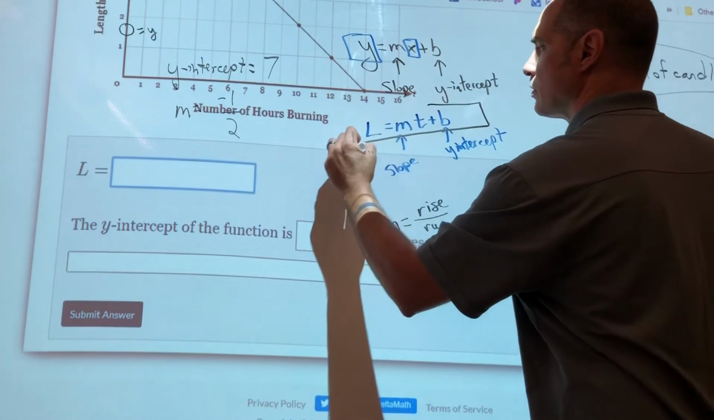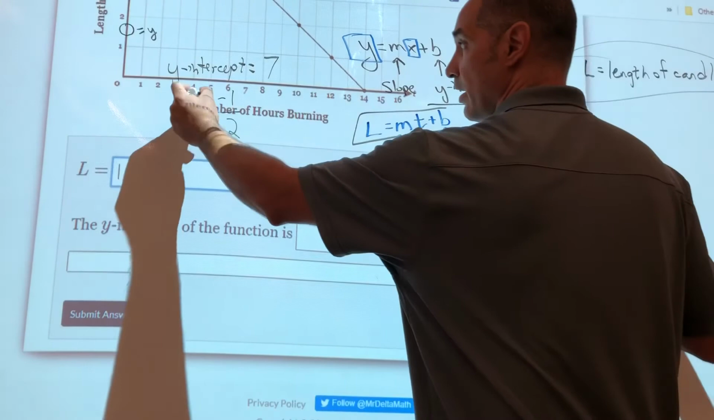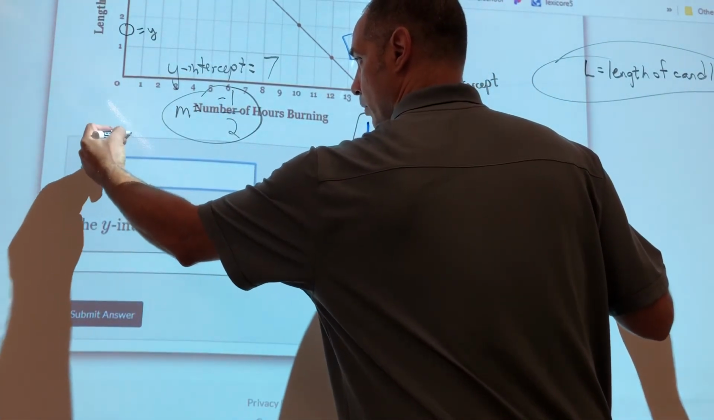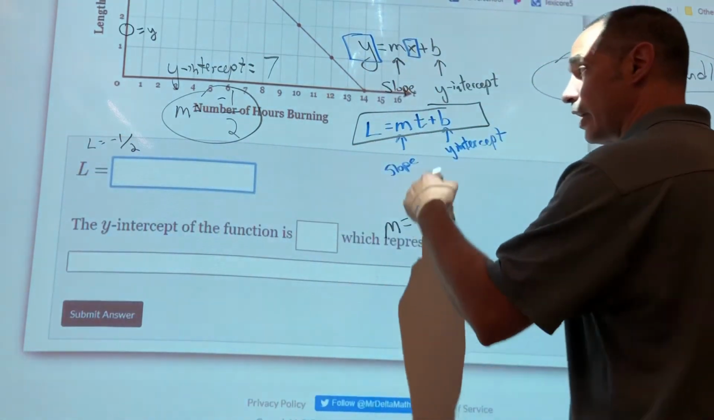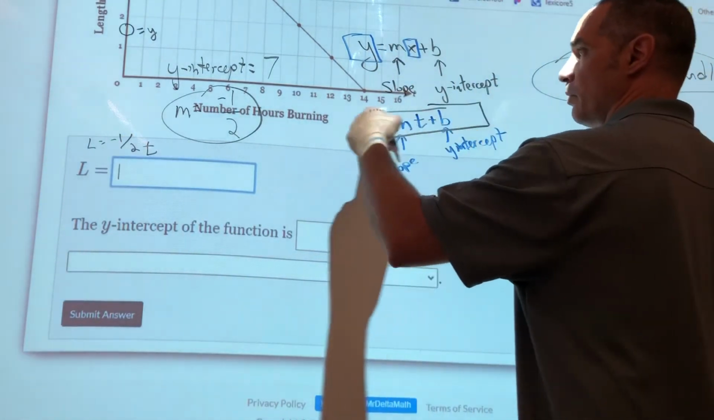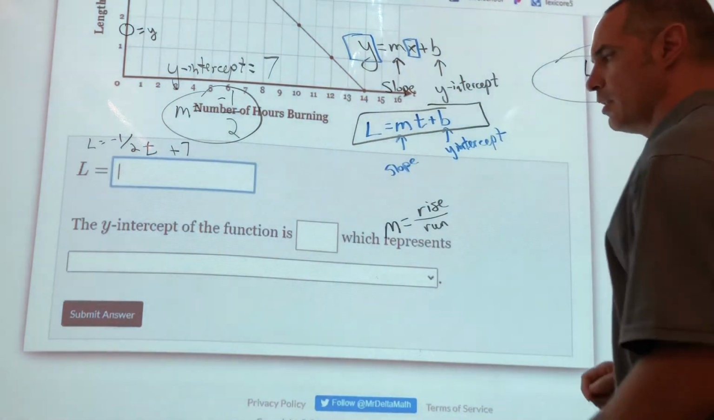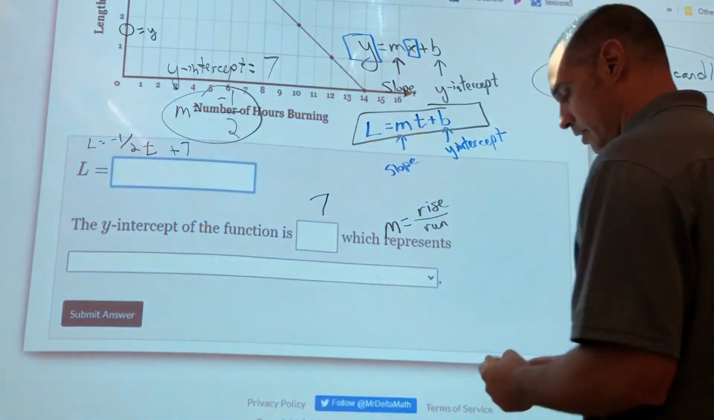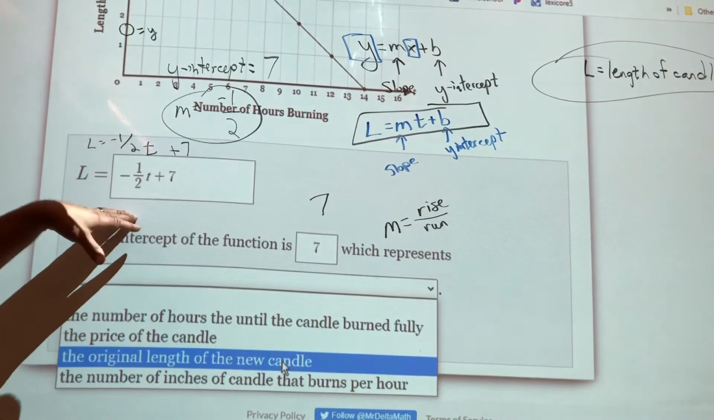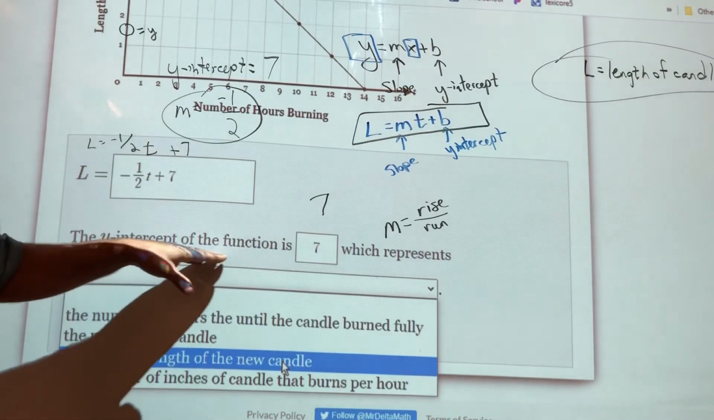So using this, I'm going to substitute in. So this is L equals m, which we know as a negative 1/2. So L equals negative 1/2, and I'm not using the letter x here, I'm using t. Negative 1/2 t plus b. Well, b is the y-intercept. The y-intercept is 7, plus 7. And then the y-intercept here, we're going to put down as 7. So I'm going to type that in. So L is equal to negative 1/2 t plus 7. And the y-intercept of the function is 7.